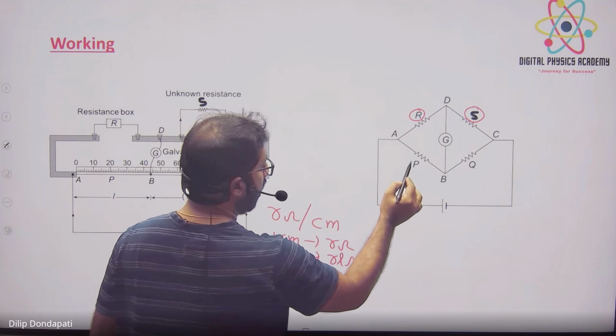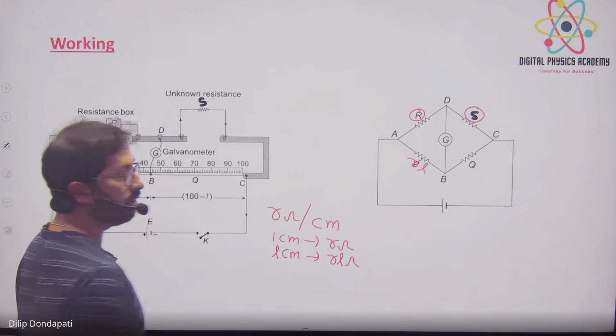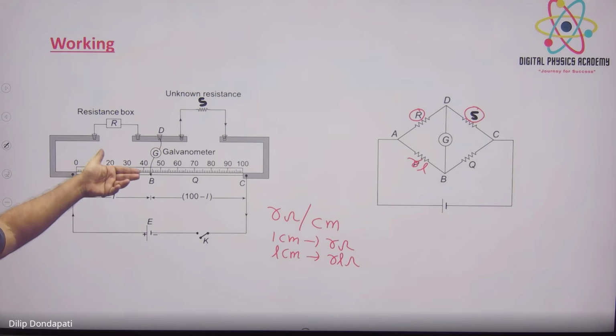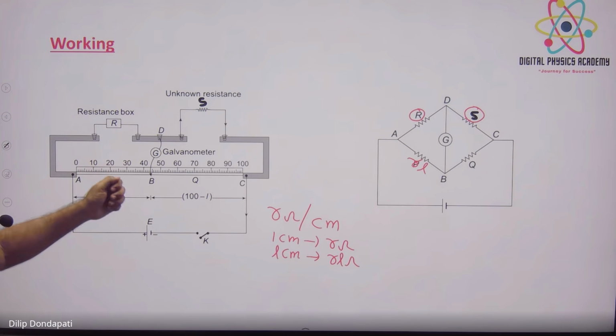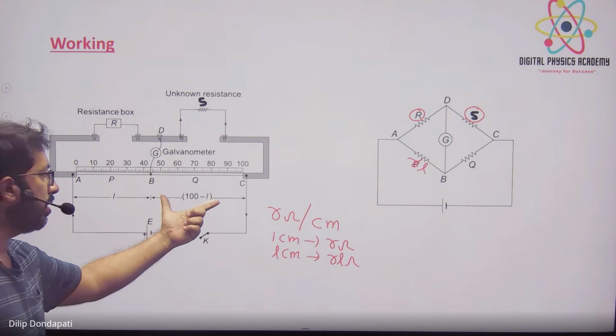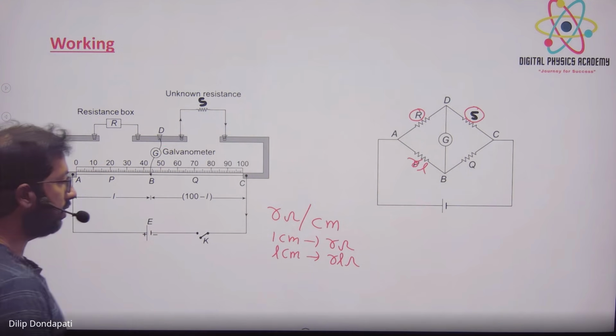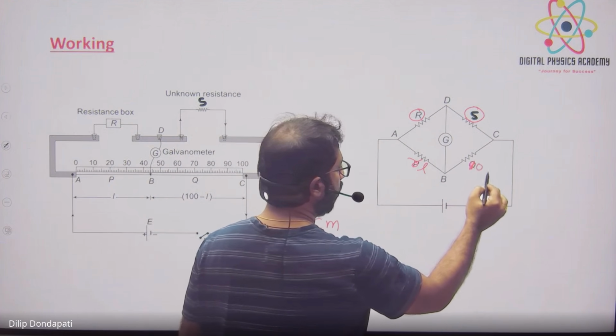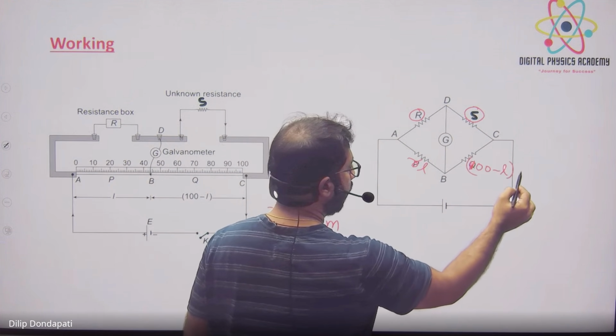I wrote here R L ohms. In its place I connected R L. I am converting this length to the resistance of the wire. Okay. Now tell me, in 100 minus L how much resistance will there be? 100 minus L into R. So 100 minus L times R.